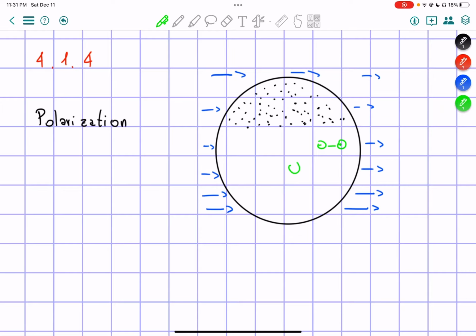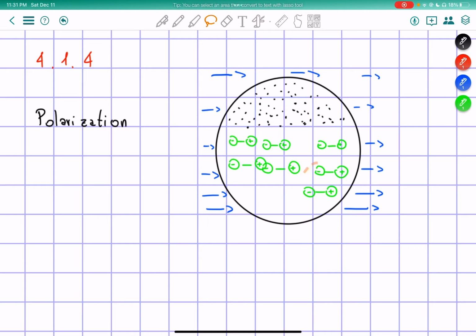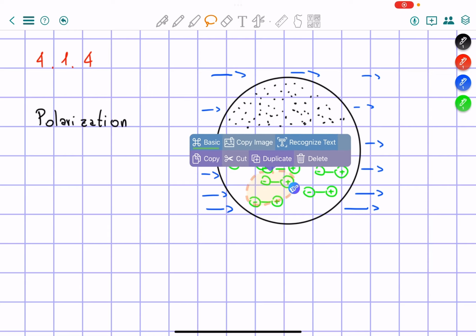And this would happen all over the object. Now I'm drawing big molecules just to make sure that you can see the polarization that is happening. But actually, these molecules will be very small. Of course, they're the same size. It's just that now they are polarized.